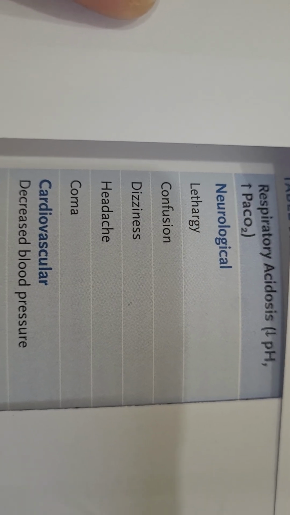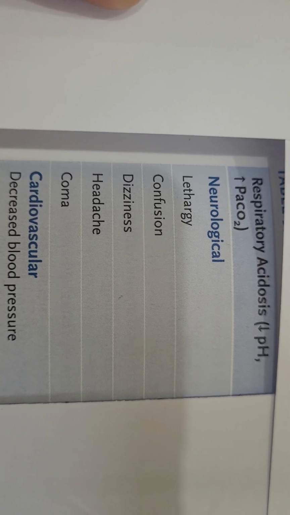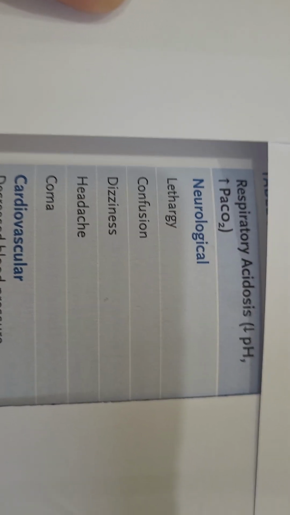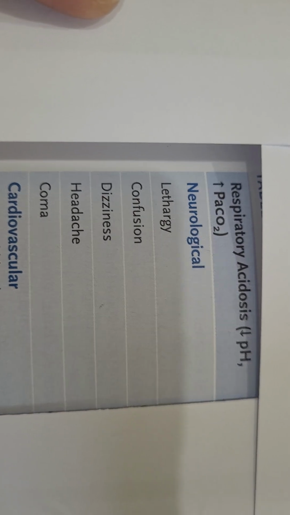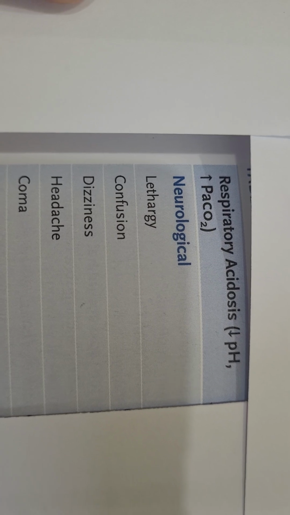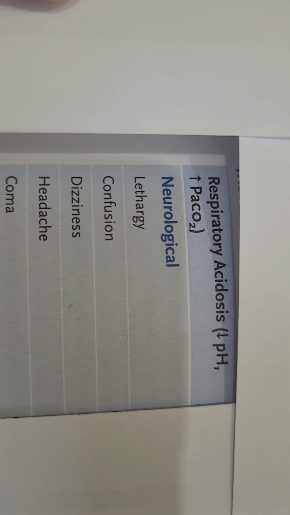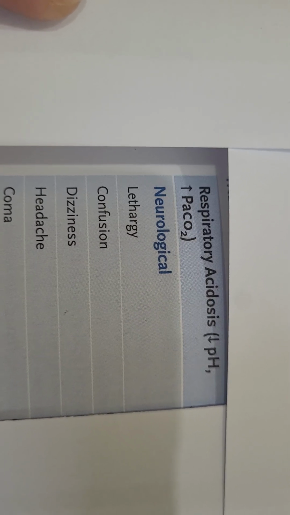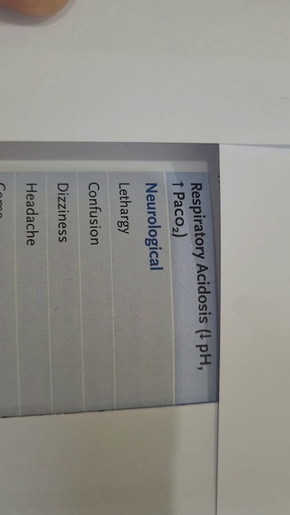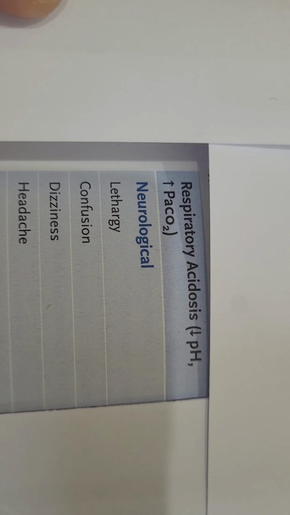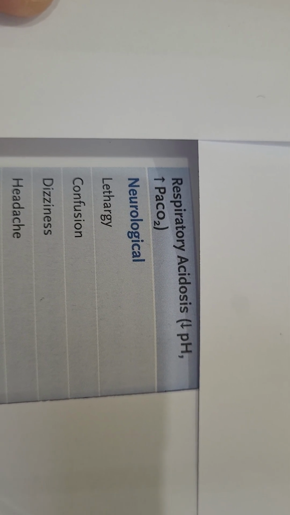So in respiratory acidosis, when you check the ABGs, you will see the pH is low. pH is low means less than 7.35. The normal pH is 7.35 to 7.45. If the pH is less than 7.35, it will show acidosis. And in respiratory acidosis, the CO2 will be high, more than 45, because the CO2 normally is 35 to 45. If the CO2 is more than 45, it means the patient has respiratory acidosis. So pH low and CO2 high, this is respiratory acidosis.